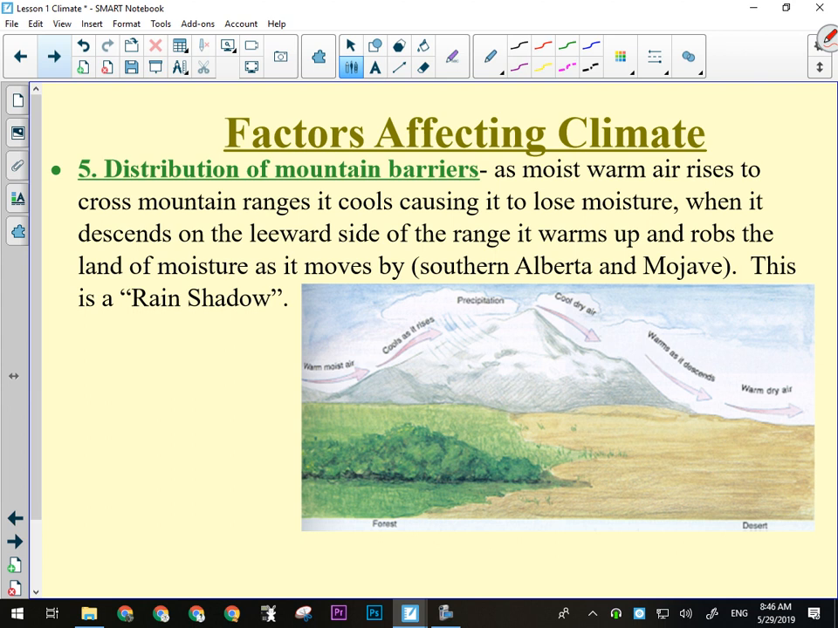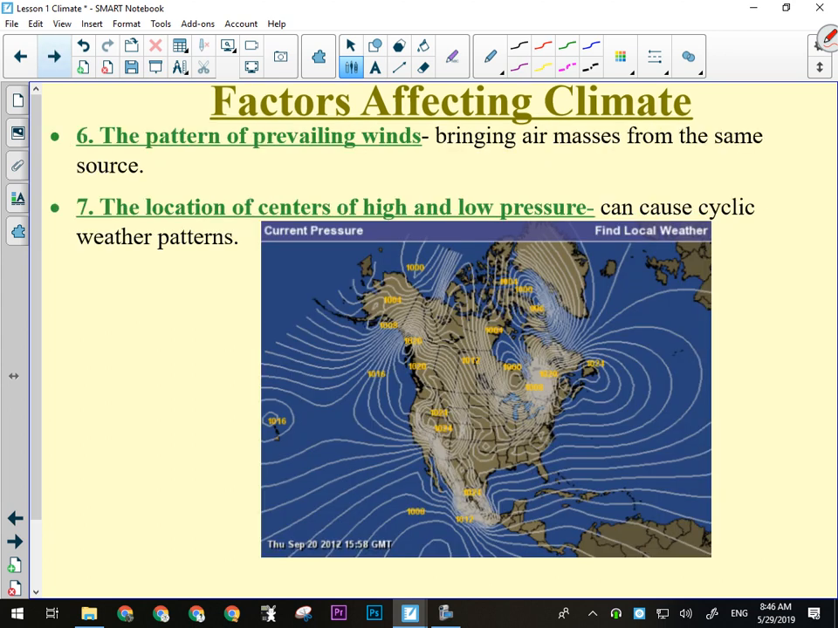Distribution of mountain barriers, obviously that's one that affects our local climate fairly significantly. It's what causes Chinooks. It's what causes it to be kind of dry here as opposed to on the other side of the mountains, quite a bit wetter. Things like that. So that would be one as well, right? And then we talked about pattern of prevailing winds. It's one I brought up in my answer when I was talking here just a minute ago.